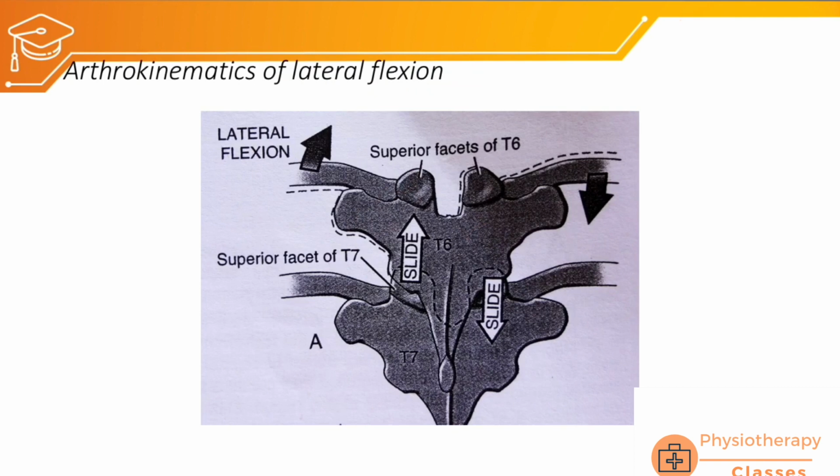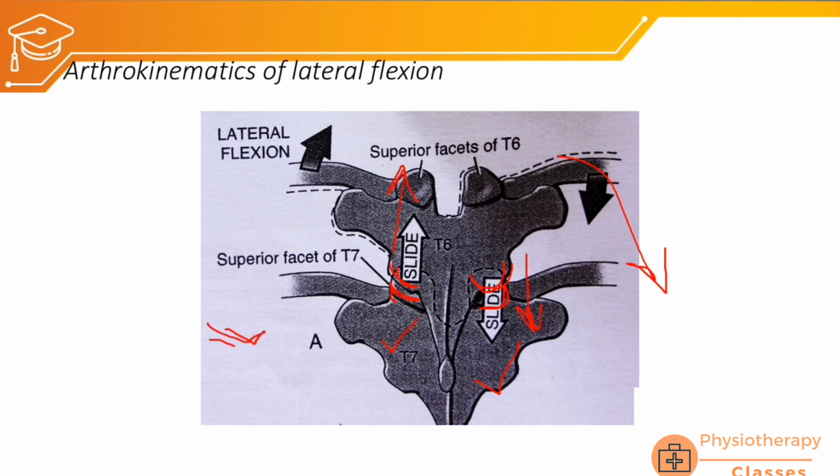During lateral flexion, again it is similar to the cervical vertebral column from C2 to C7. During lateral flexion to the right, the same side inferior articulating facet will slide posteriorly and inferiorly on the superior articulating facet of the inferior vertebra, whereas the opposite side inferior articulating facet of the superior vertebra will slide anteriorly and superiorly on the superior articulating facet of the inferior vertebra.